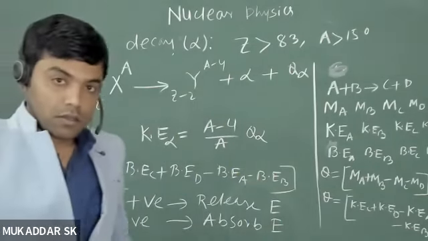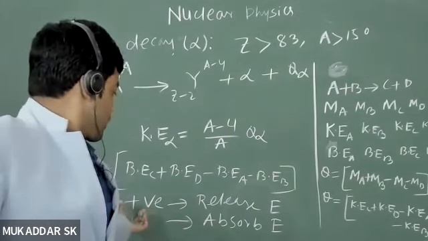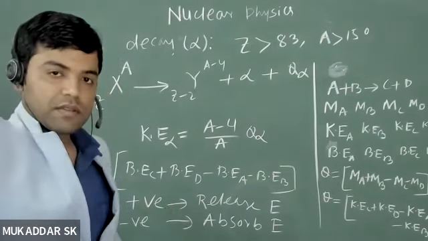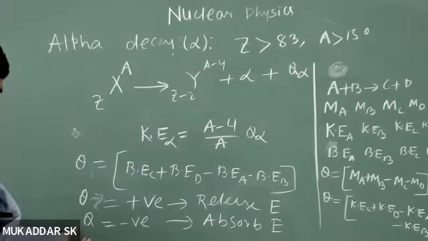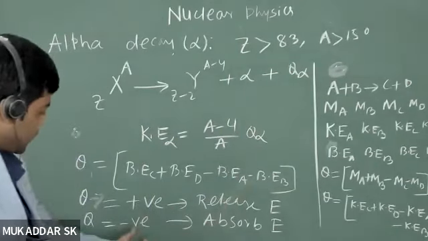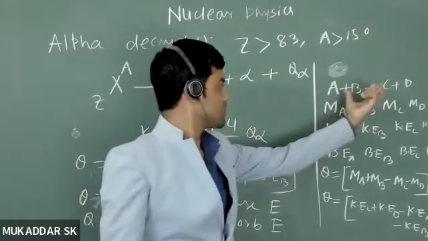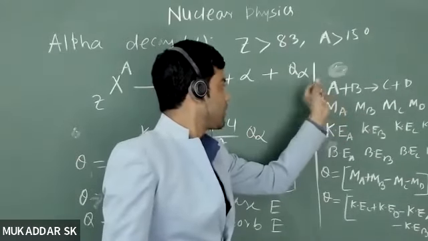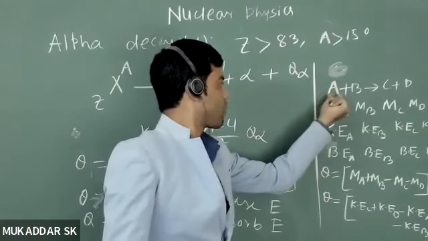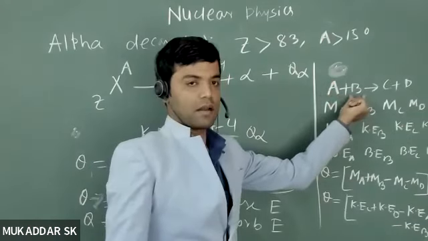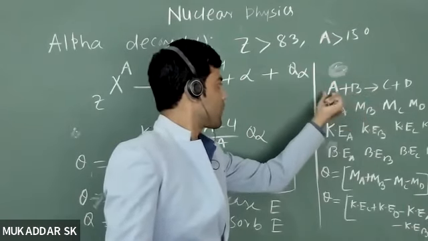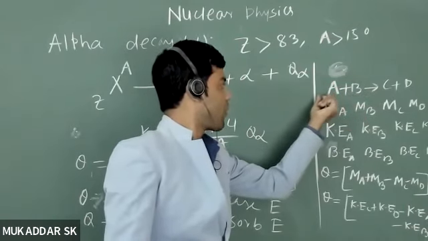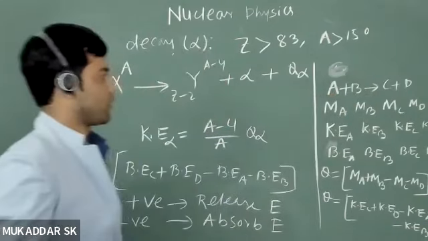ठीक है ना? So when the Q value in the nuclear reaction is positive, it means there is a release of energy. Okay. Or if you are getting a Q value in the nuclear reaction that is negative, it means to make this process, you have to supply some energy in the form of kinetic energy of the incident particle. So it's like a target and an incident particle. To make this nuclear reaction, you have to supply some energy in the form of kinetic energy of the incident particle.